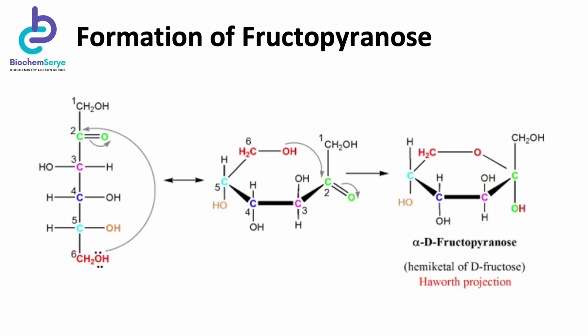However, a second scenario exists wherein the hydroxyl attached to C6 attacks the carbonyl group, resulting in a 6-membered ring, or a pyranose form of fructose. The product is called fructopyranose in analogy with the 6-membered ring of pyran.